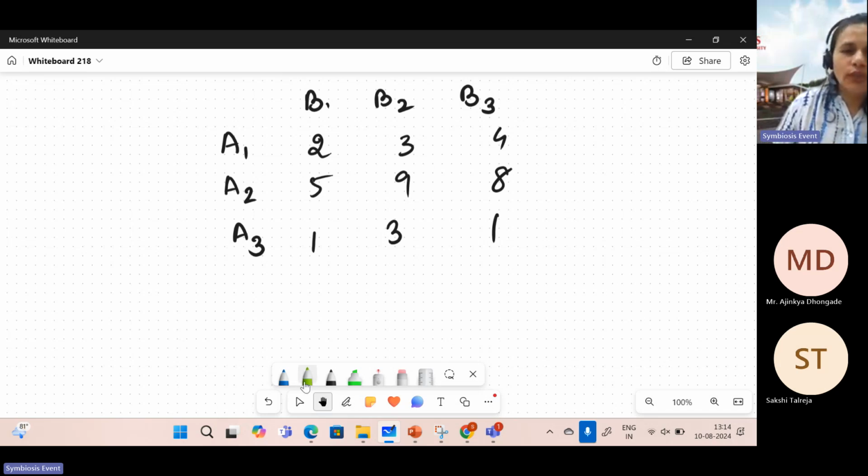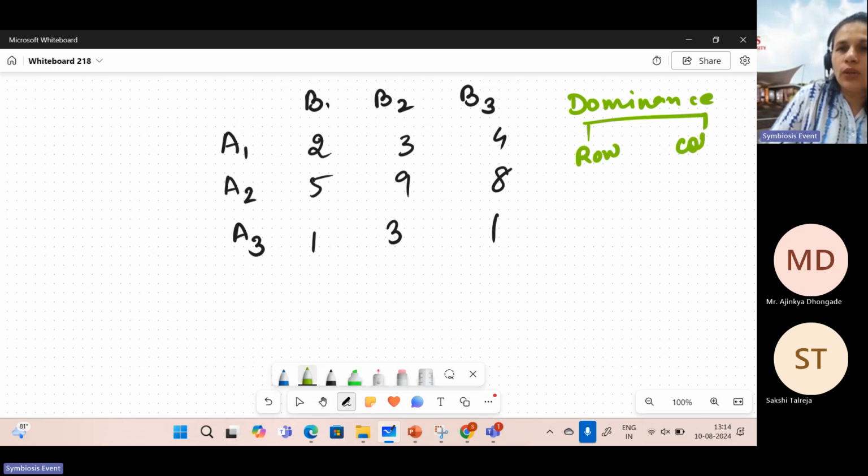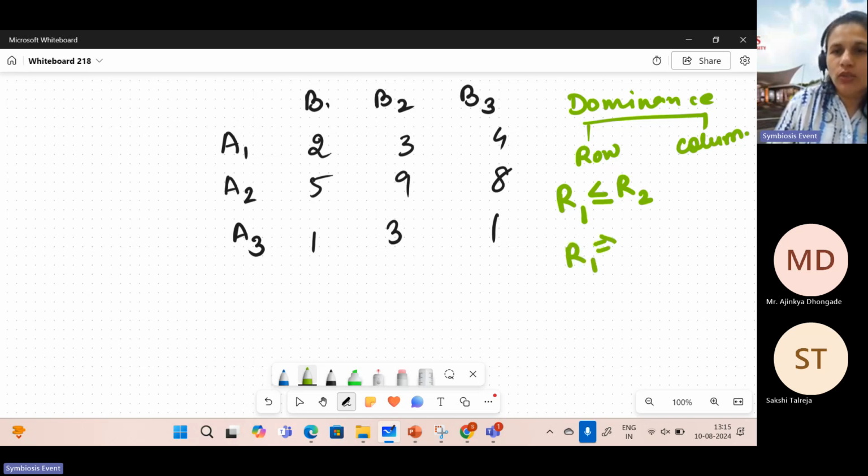So we started today with dominance. Whenever we talk about dominance, we can do it row-wise and column-wise, right? So if R1 is less than or equal to R2, whatever is the smaller, R1 is the smaller, so I need to delete this. And if I'm comparing C1 with respect to C2, whatever is larger, C1 is going to be deleted.